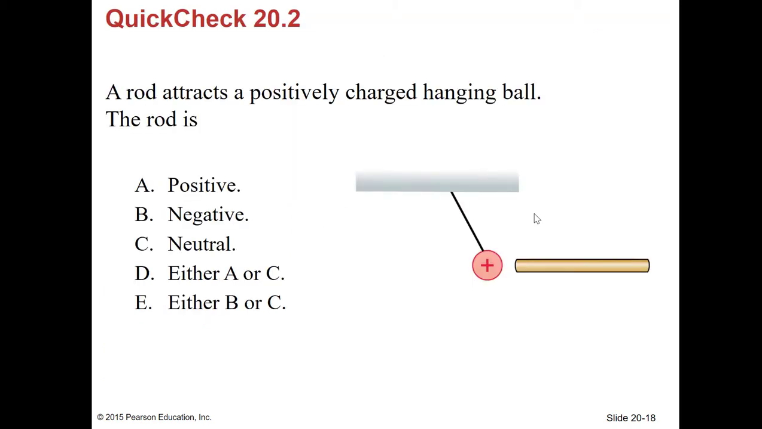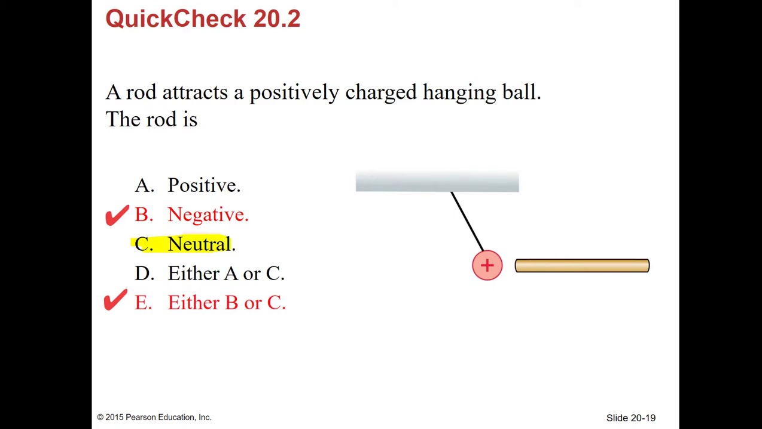Okay, here's a question we can take a look at. A rod attracts a positively charged hanging ball. So if this is positive, and it's being attracted, this must be negative then. So the rod must be negatively charged. But when it says neutral, we haven't seen this yet. How could it be neutral?